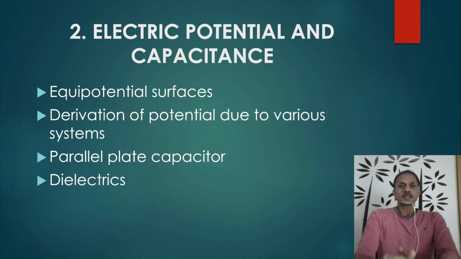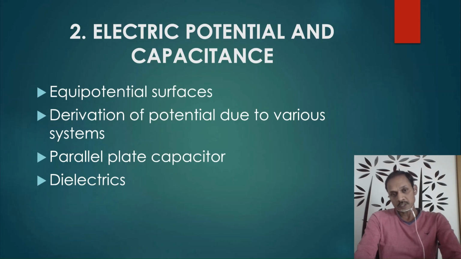In this one, what are essential things? Mainly equipotential surfaces for short answers. Similarly, derivation of potential for different systems, and parallel plate capacitor showing the field inside, surface charge density, all those things. And when dielectric is placed inside, showing the fields, how does it vary? That one. Similarly, dielectrics, polar, non-polar, these things.